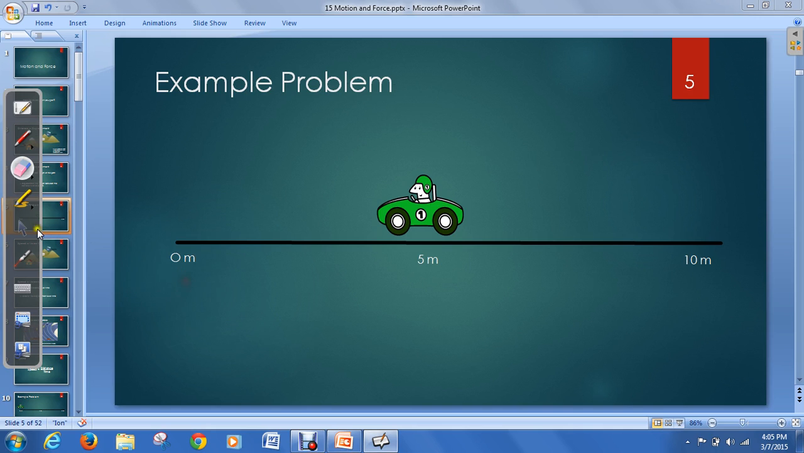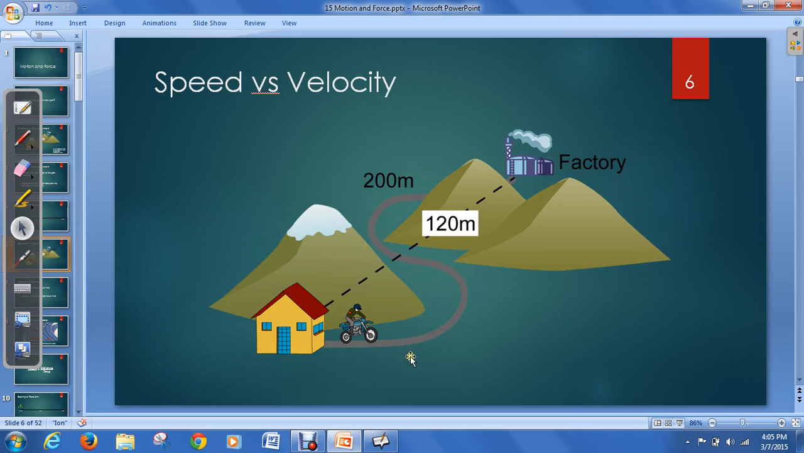Let's look at some more complex ones. Let's go back to our guy on the motorcycle going to the factory. There are two more terms that we want to look at: speed and velocity. Now you may be familiar with speed, how fast someone is moving, and velocity is very related to it. However, speed is associated with the distance, and velocity is associated with the displacement.